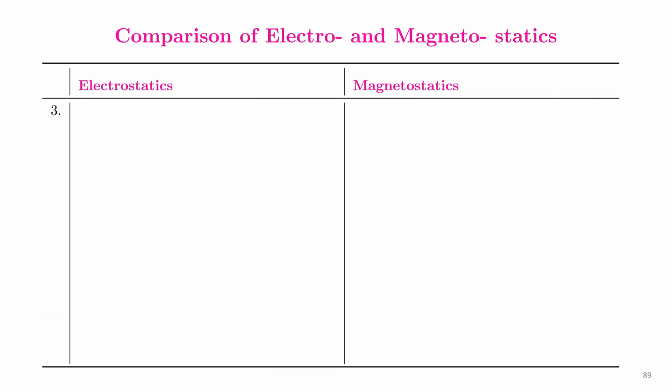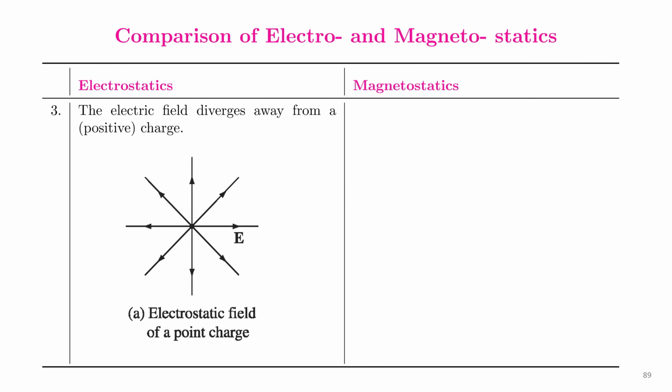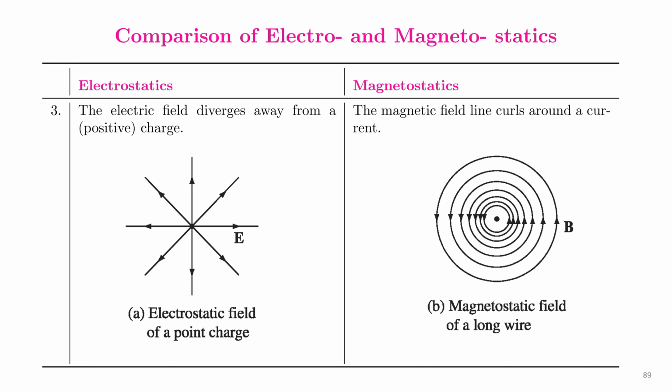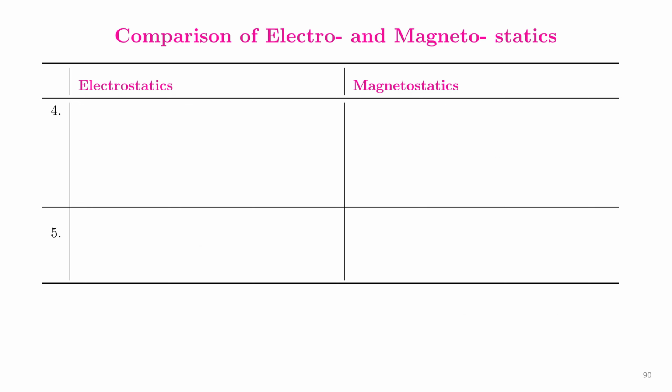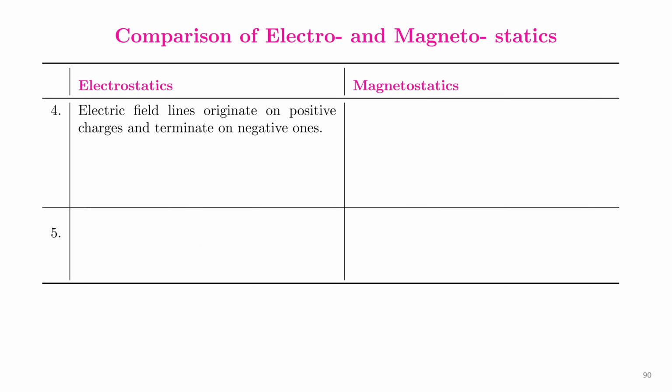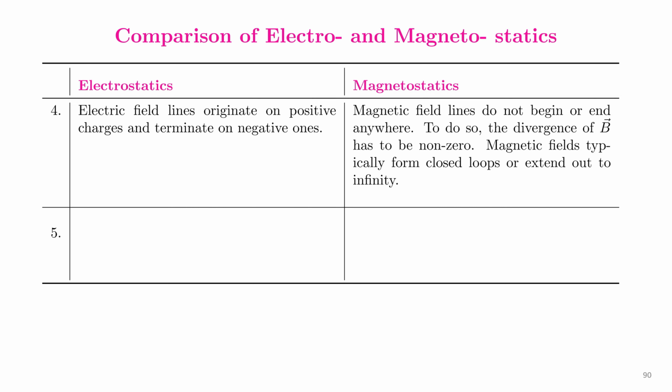Regarding the nature of electric and magnetic fields, the electric field diverges away from a positive charge, whereas the magnetic field lines curl around a current. The electric field lines originate on positive charges and terminate on negative ones, whereas magnetic field lines do not begin or end anywhere. To do so, the divergence of B would have to be non-zero. Magnetic fields typically form closed loops or extend out to infinity.